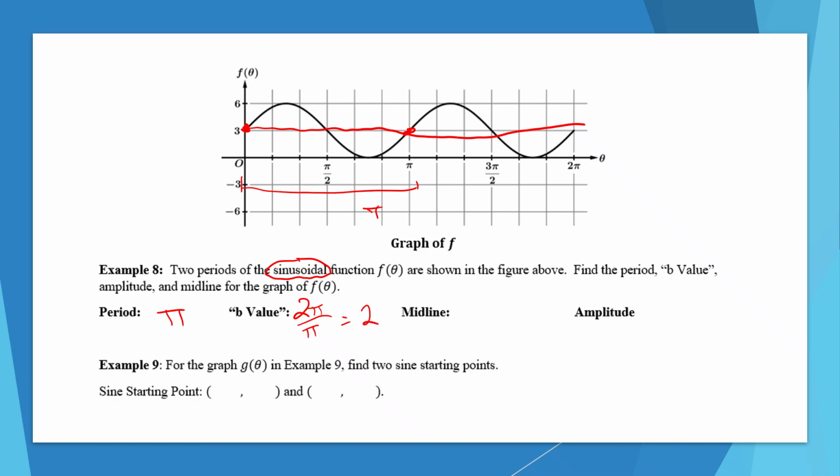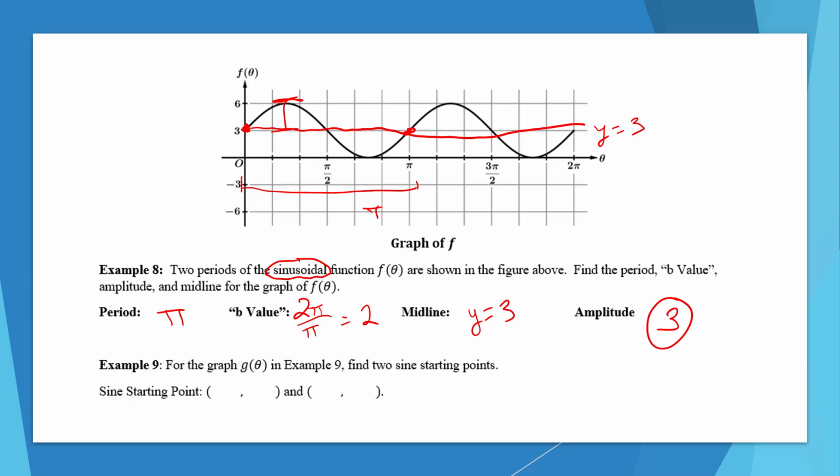Our midline is going to be the line that cuts it in half. That's going to be at y equals 3, or just 3. And then our amplitude is going to be the distance from the max to the midline. So that's from 6 to 3. So 6 minus 3 is 3 there. So that should be our answer for example 8.